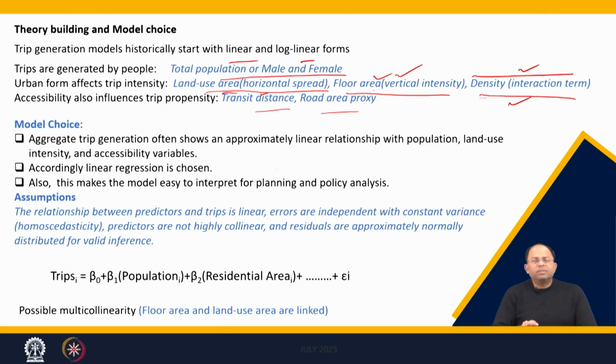And so we have to select which model we are going to utilize. Even though I am demonstrating a linear regression model, let us assume that I am demonstrating what kind of model should be appropriate for predicting trip generation. Because trip generation has usually been done in linear and log linear forms, we are choosing linear regression. Aggregate trip generation often shows an approximately linear relationship with population, land use, intensity, and accessibility variables. So that is why we are choosing that. Also, this makes the model easy to interpret for planning and policy analysis. Why?